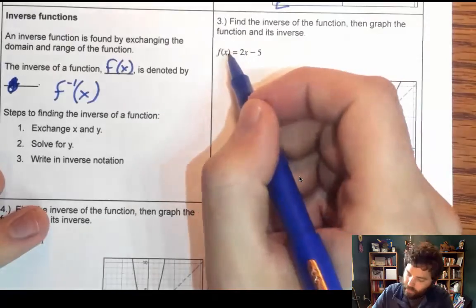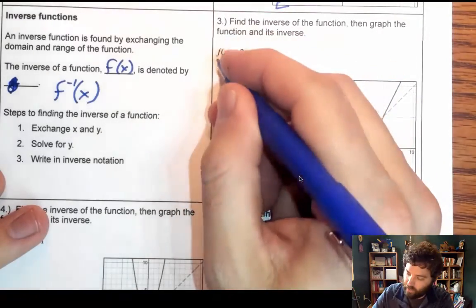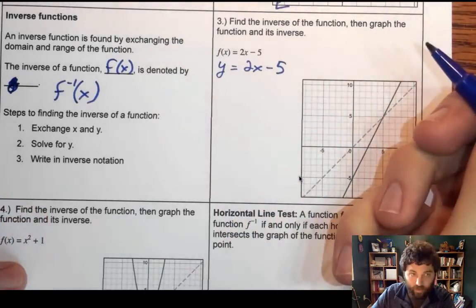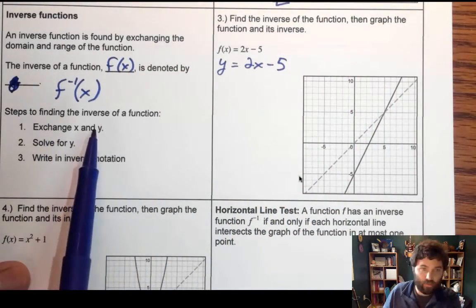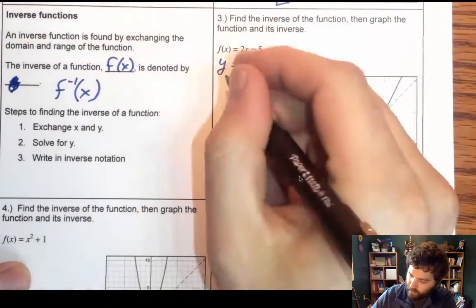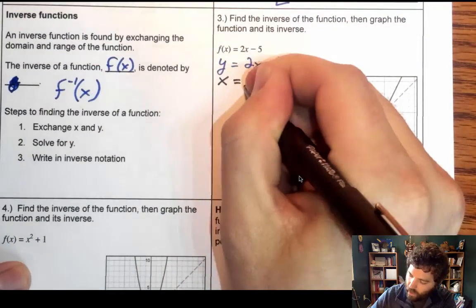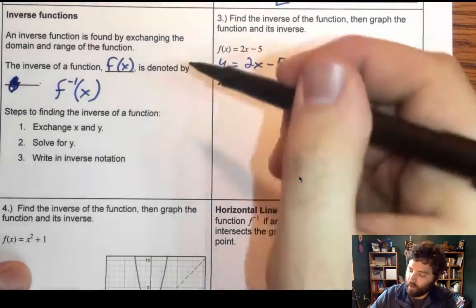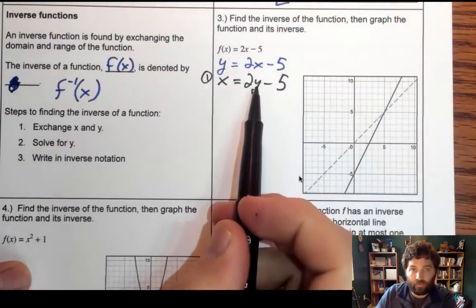Okay, so the first thing I'm going to do, if it's given in function notation, is write this as y equals 2x minus 5, because my first step is to exchange x and y. All right, so let's change x and y around. So I have x equals 2y minus 5. So that's step 1. And then I'm going to solve for the new y.